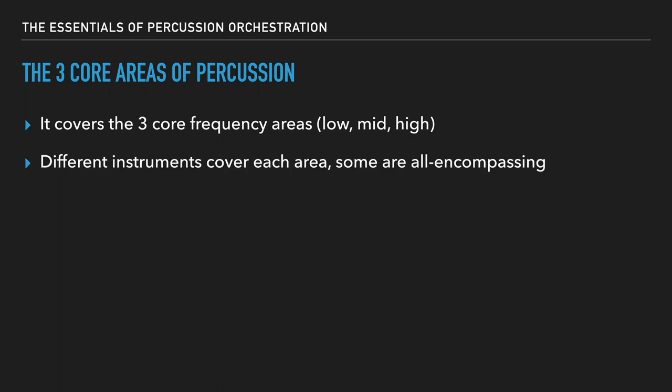So yeah, there are different instruments that cover each area, but there are also some that are all-encompassing. So let's share a couple of examples of each. All-encompassing ones, in my opinion, include piano, celeste, and marimba. Piano and celeste are more keyboard-based instruments, so they have kind of a wider range, and you can play some pretty low notes and pretty high notes of these instruments.